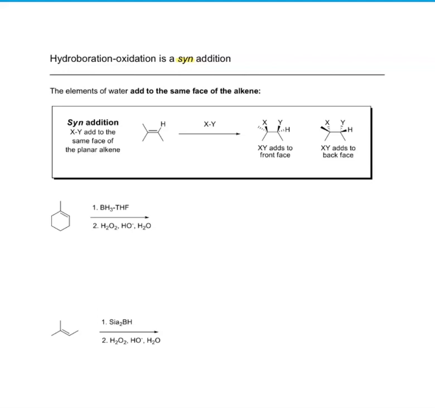What this means is that the elements that you're adding across the alkene add to what we call the same face of the alkene. Now, first of all, let's think about the faces of an alkene. So I'm just going to draw an alkene up here. And let's focus on the carbon on the left. So that's an sp2 carbon, and as such, it has a trigonal planar geometry around it. What that means is that that carbon and any atom that's directly attached to it all occupy the same plane.